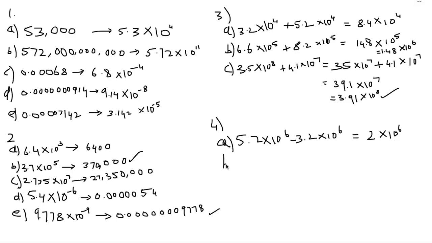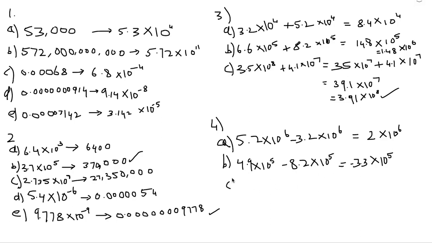Now the next problem, 4.9 times 10 to the power 5 minus 8.2 times 10 to the power 5 equals negative 3.3 times 10 to the power 5, because 8.2 minus 4.9 will give you 3.3 and the negative sign follows.